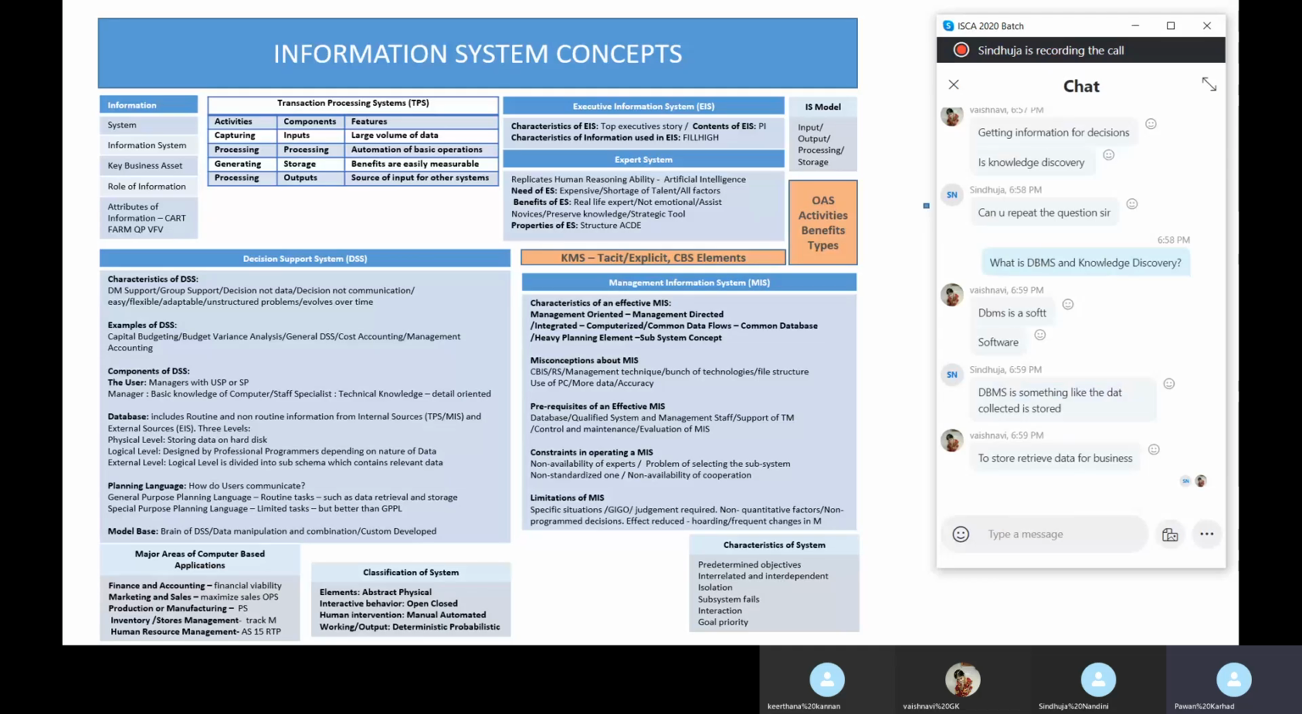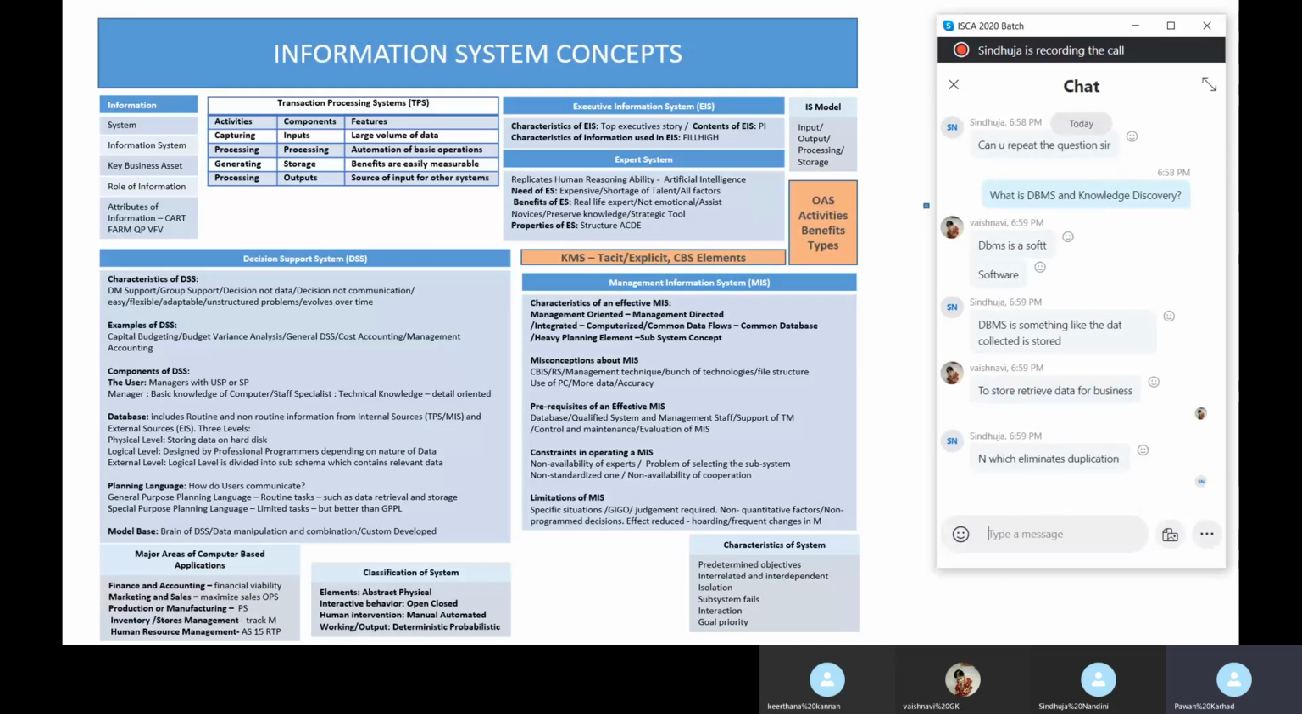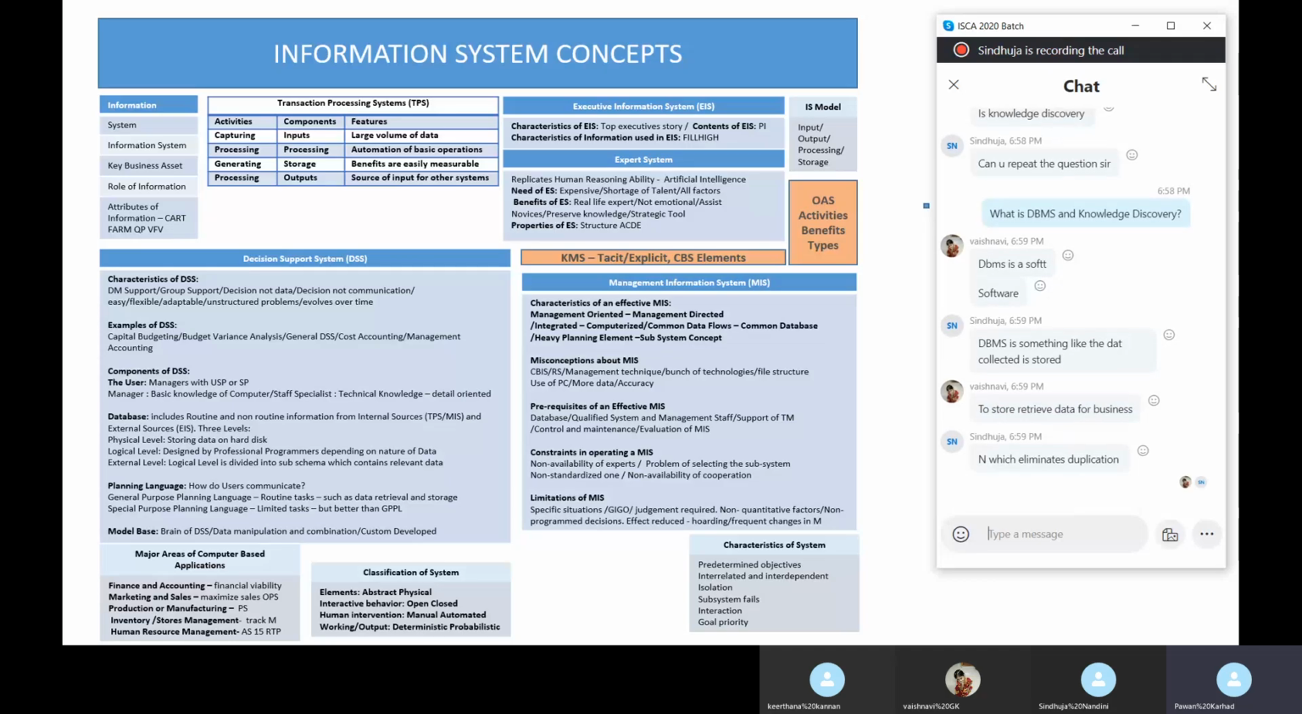Okay, fine. In a database management system, we are storing data so that we can retrieve it later for use for business. That is what a database management system is. We have already seen this in IPCC. Now, what is knowledge discovery?